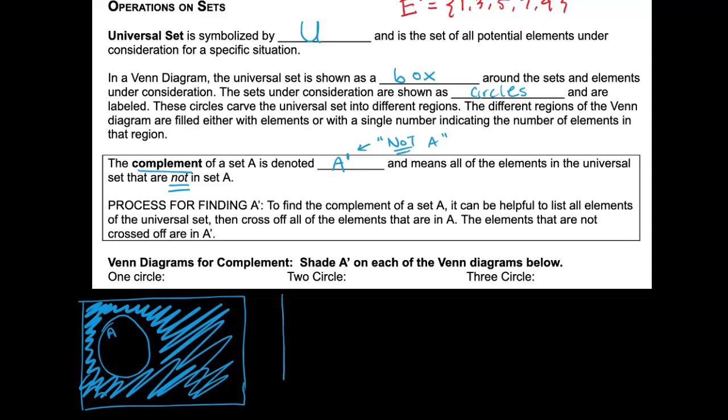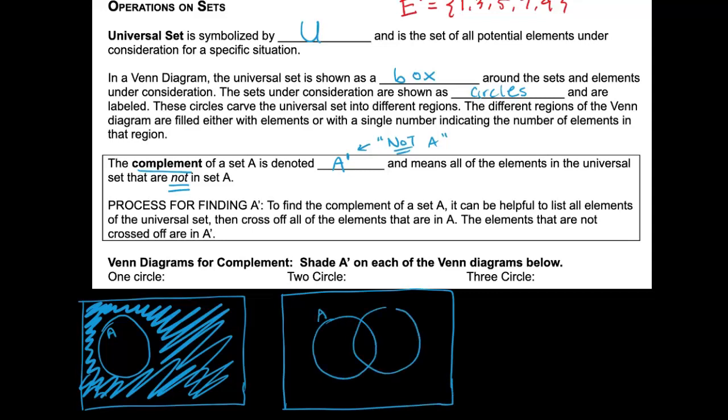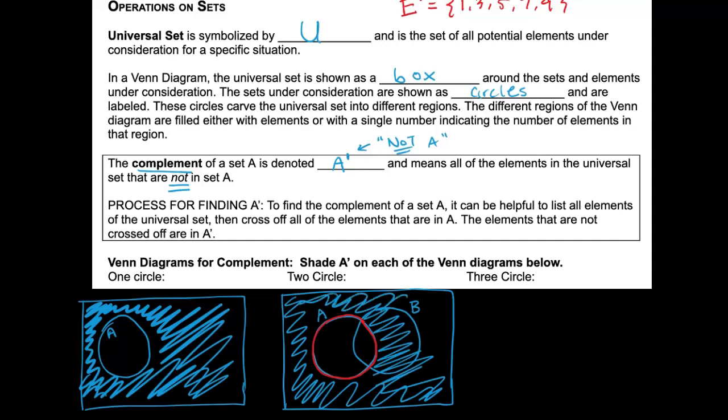If I had two circles, let's call one A and the other could be something else. I'll call it B, it could be named anything, it doesn't matter. Then the important part here is just identifying where circle A is, which is right here, and then shading everything outside of it. So I'm going to shade all of this, and this, and all of this. So any element that would be in this shaded region would be considered an A complement.